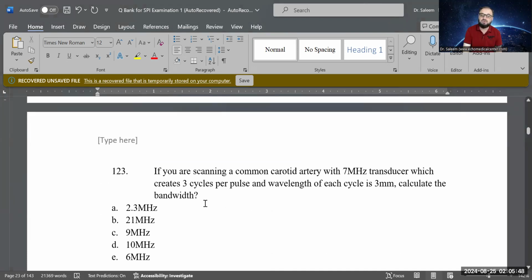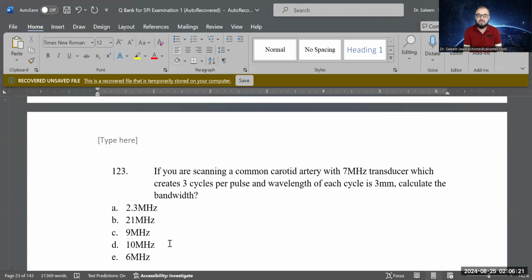3 cycles per pulse, and the wavelength of each cycle is 3 millimeters, calculate the bandwidth. Now, let me give you a hint. The hint is, now we know the formula: operating frequency divided by Q, the quality factor. Now, which one will be the correct answer? A, 2.3 megahertz, B, 21 megahertz, C, 9 megahertz, D, 10 megahertz, or E, 6 megahertz. What do you think? Which one is the correct answer?